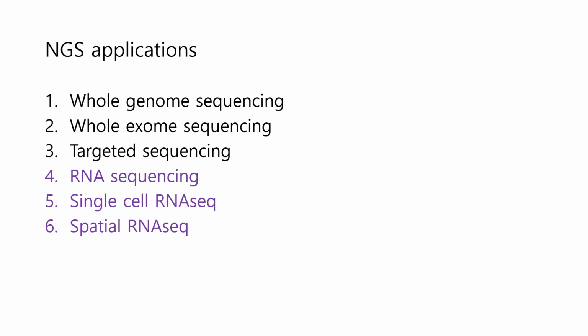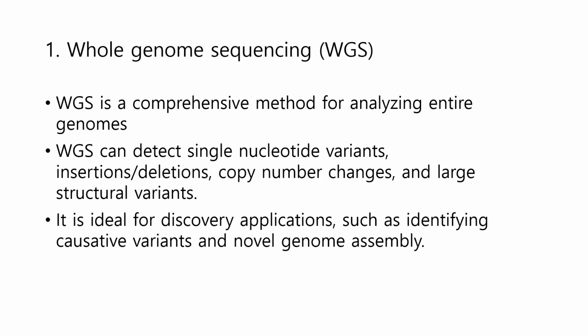NGS is applied in several fields. First, DNA sequencing using whole genome sequencing. Whole genome sequencing is a comprehensive method to analyze an entire genome. It can detect single nucleotide variants, insertions, deletions, copy number changes, and large structural variants. So it is ideal for discovery of variants and novel genome assembly.